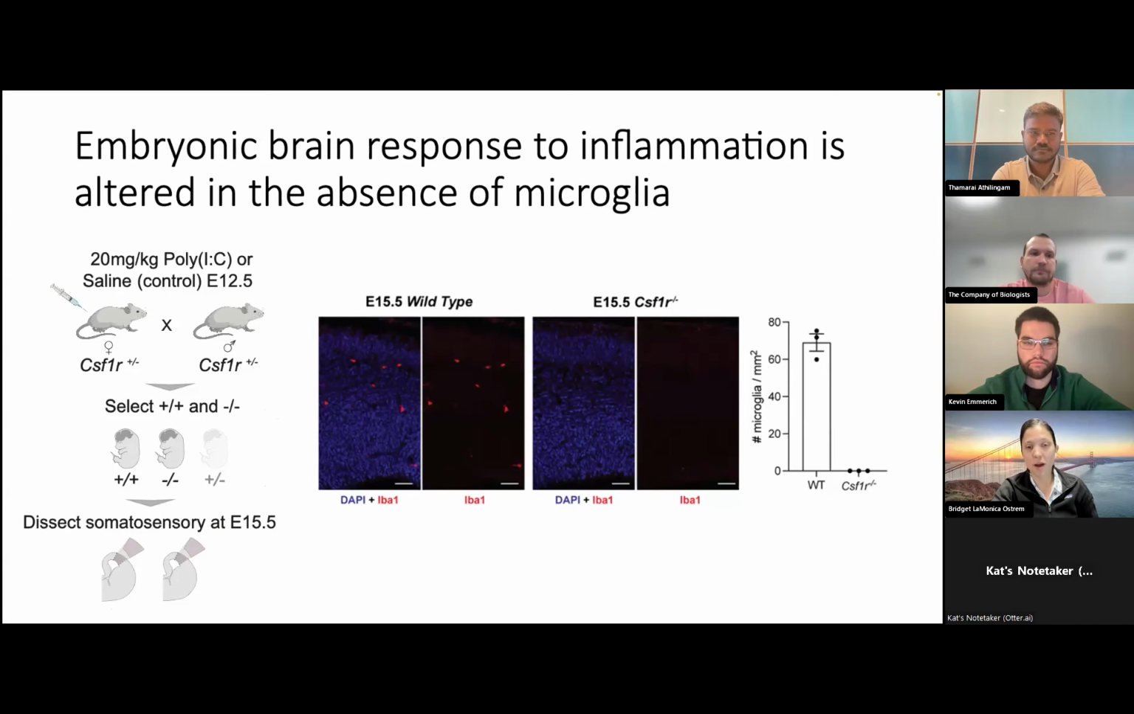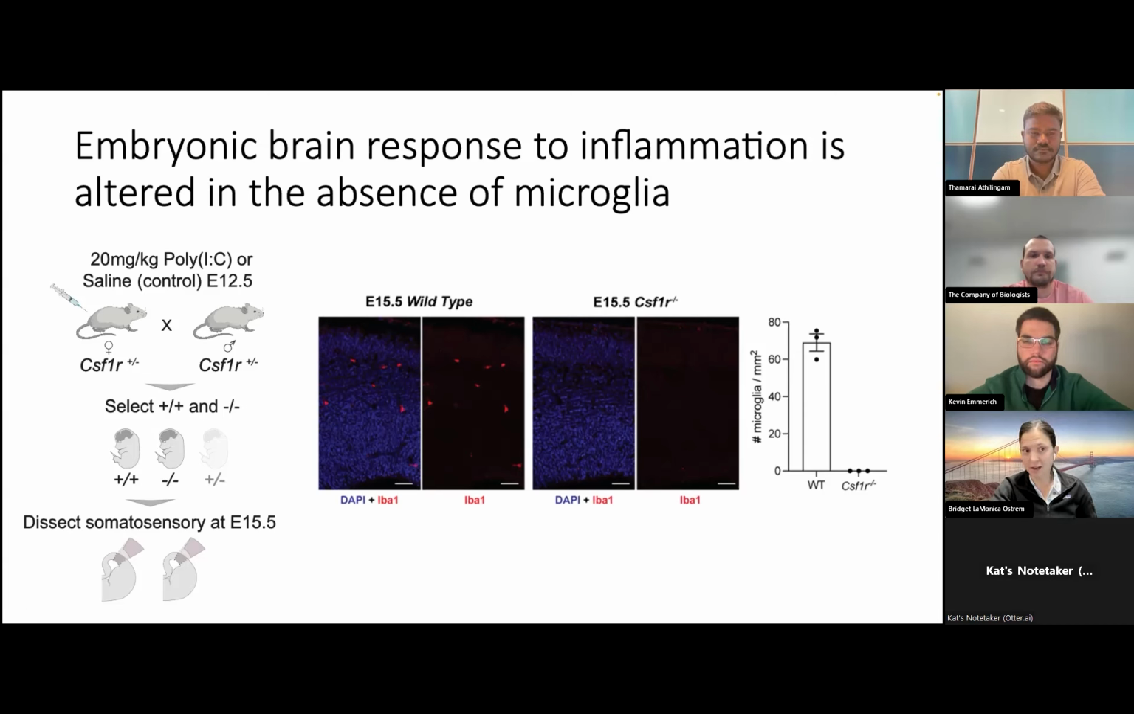CSF1R is a receptor required for generation of microglia. And so as you can see here on the right, in knockout mice, there's no microglia populating the embryonic brain. There is a little bit of a caveat, which is that ultimately this is lethal in young pups. And so the way that we performed this experiment was by crossing two heterozygous mice together, injecting poly-IC into the female mouse, and then ultimately selecting out the null pups and the wild type pups for further characterization.